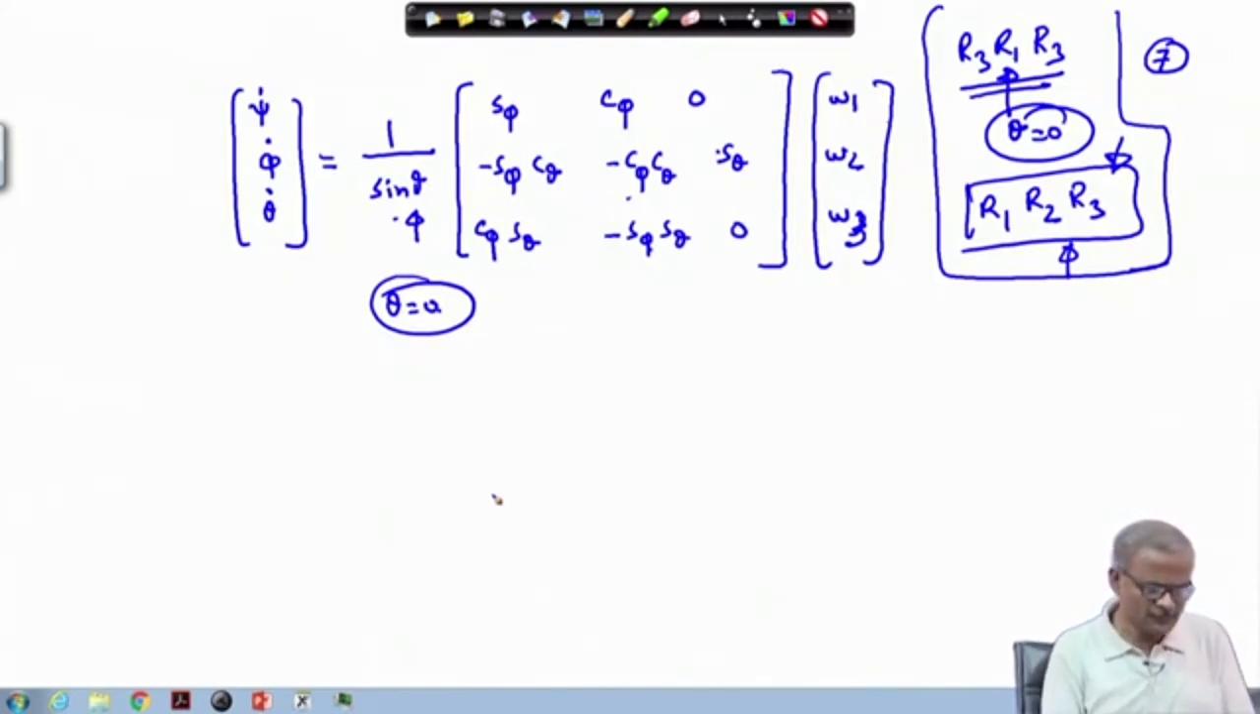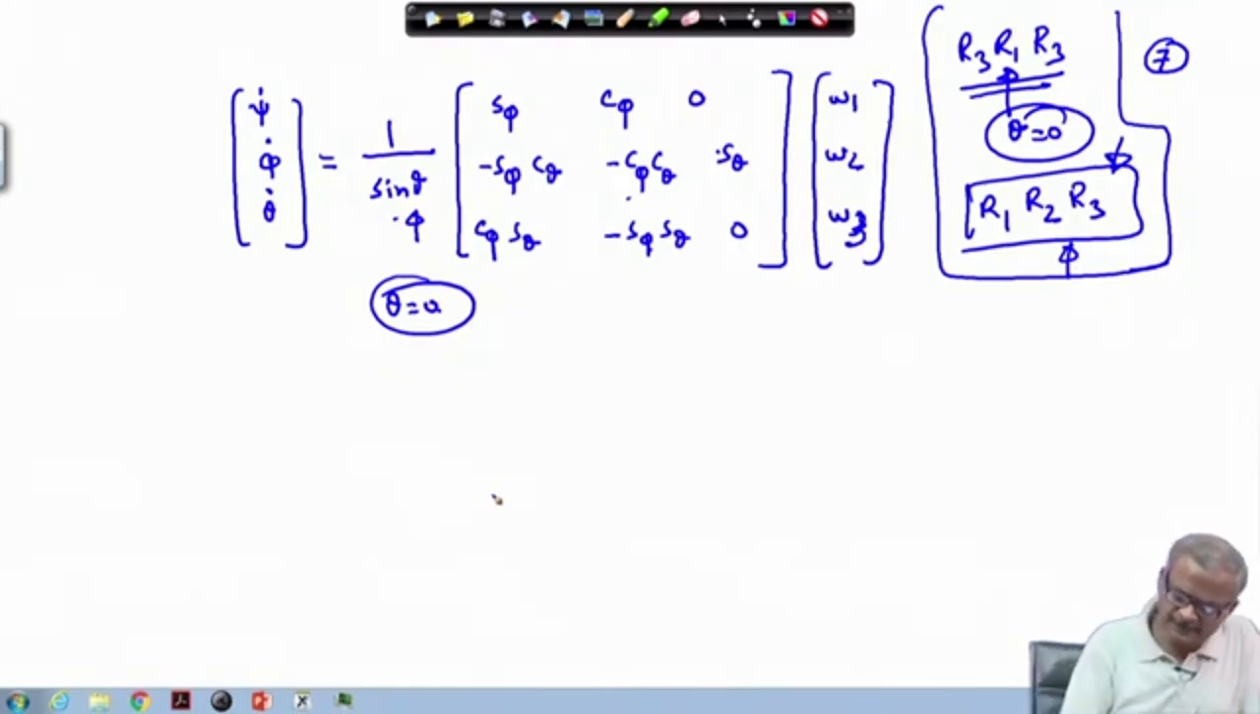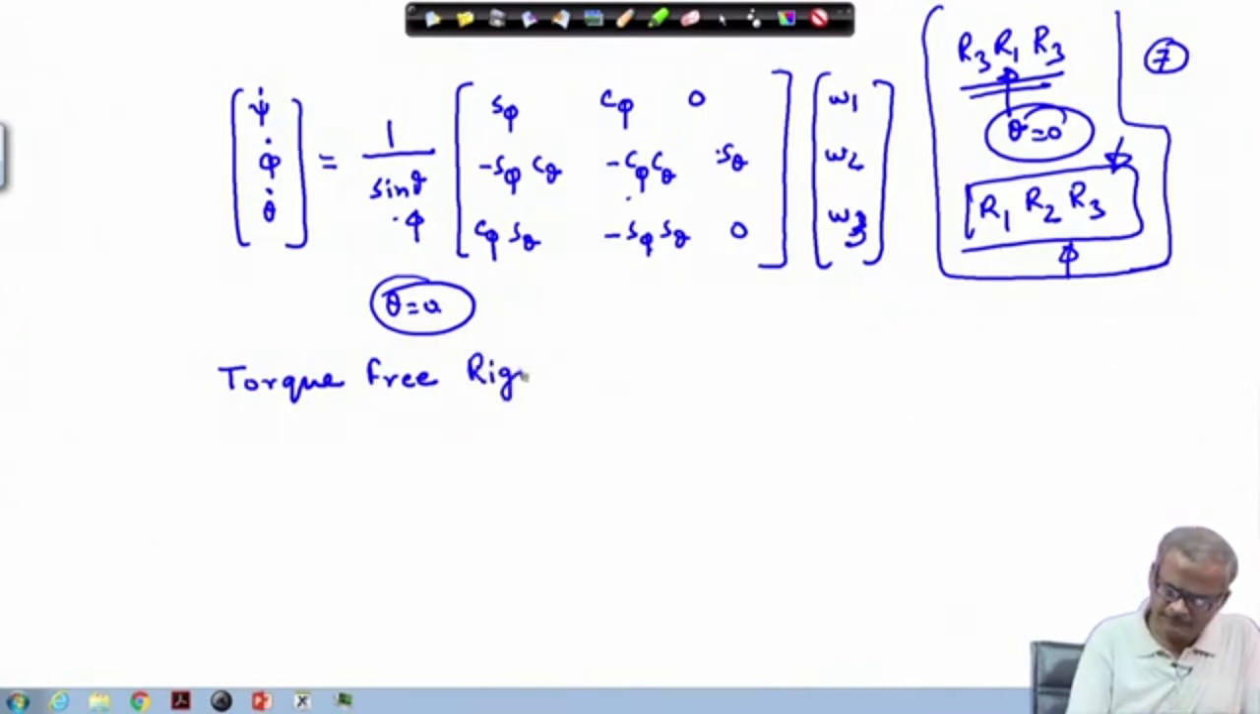Next we go into torque free rigid body dynamics. We have already used the Euler's equation, so we continue with the Euler's equation, torque free, but here in this case the torque is not there: torque free rigid body dynamics.